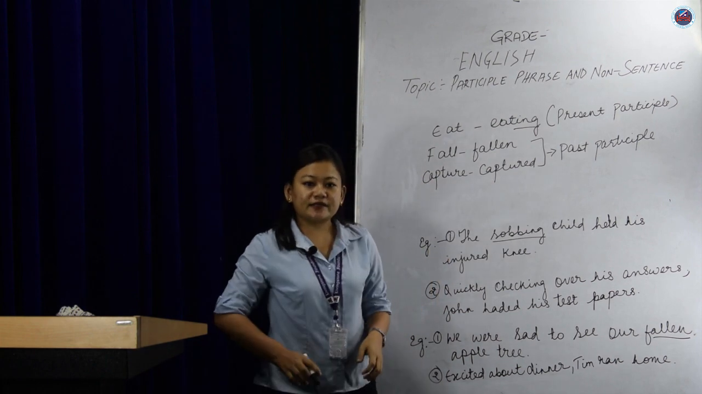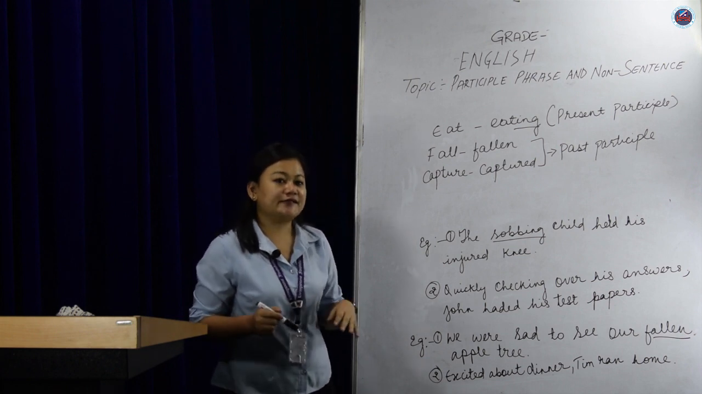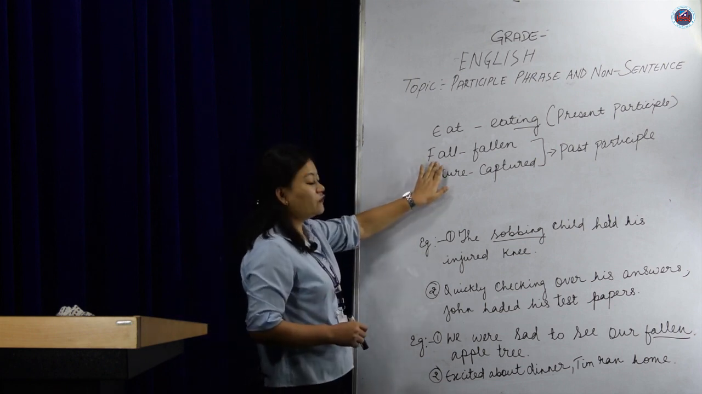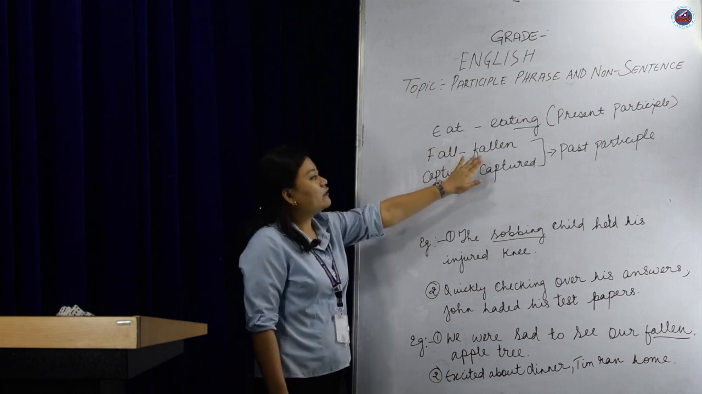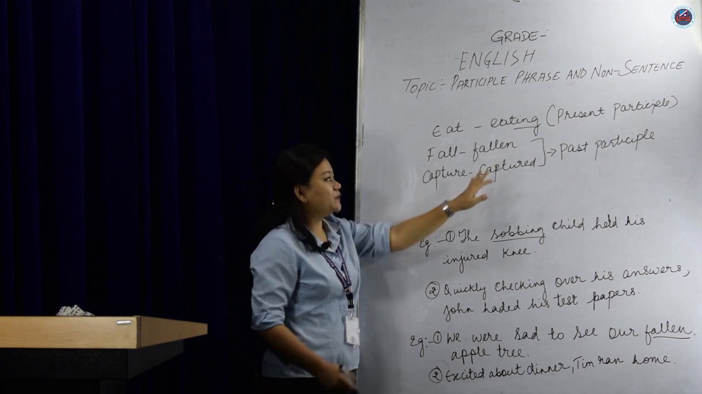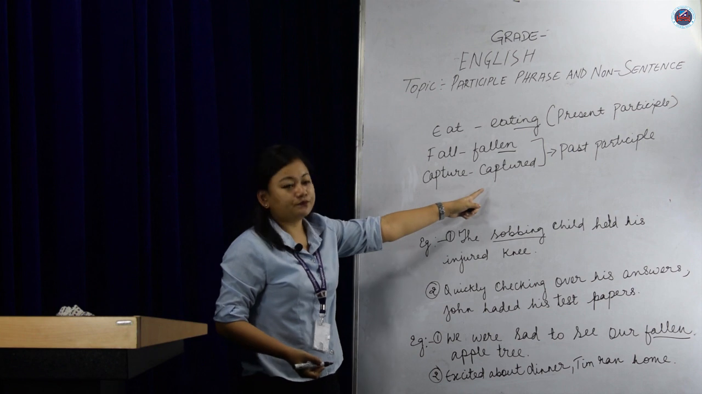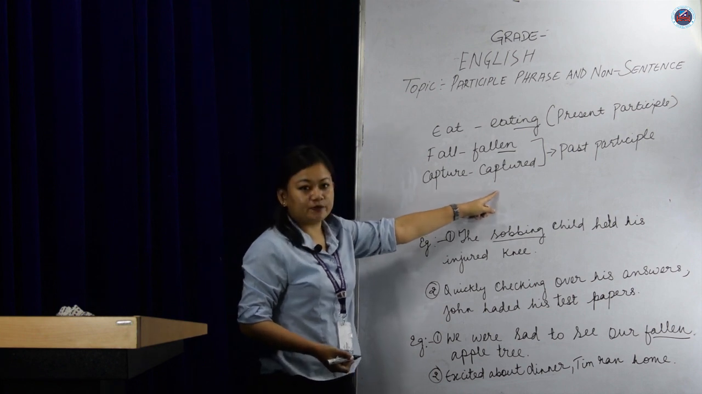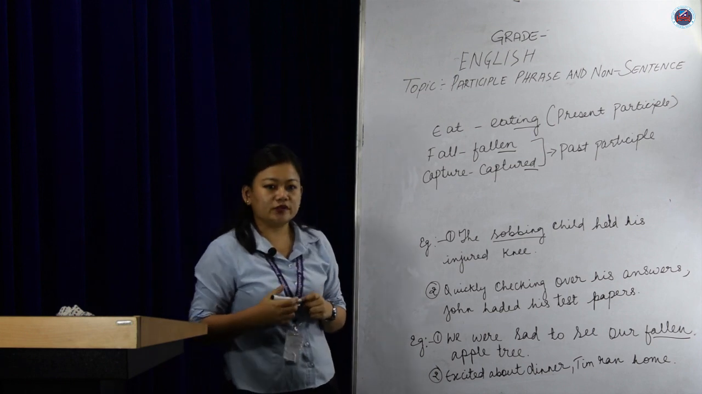Likewise, a past participle will end in ed or en. Examples: fall, fallen; capture, captured. So here, fallen is the past participle since it ends with en, and captured is the past participle since it has ed at the end of the word.